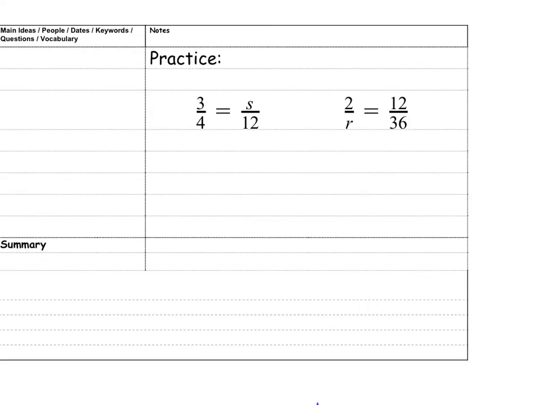All right, we only have 2 more examples. I would like you to pause and do these problems on your own. I'd like you to use cross multiplication for this one, and I would like you to use equivalent fractions for this one. Try out those 2 different ways, pause, and then come back to check your answers. Please try to do this on your own.